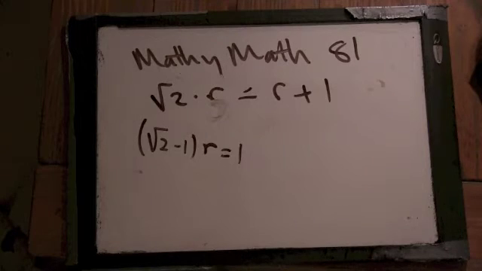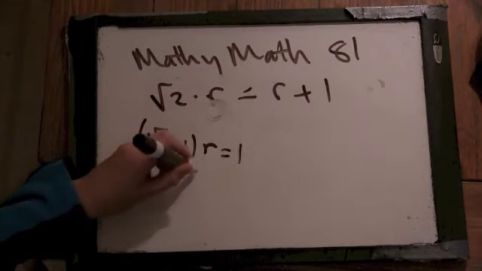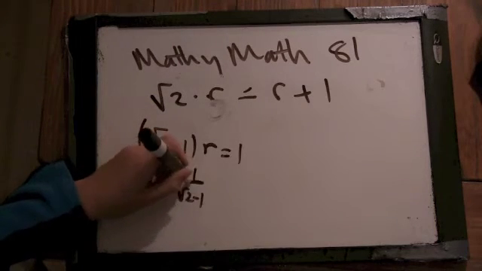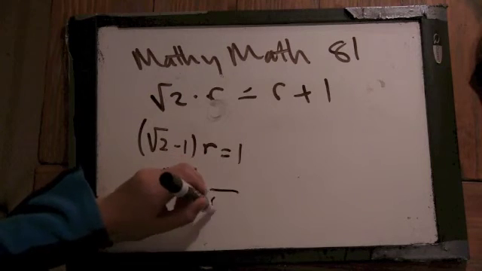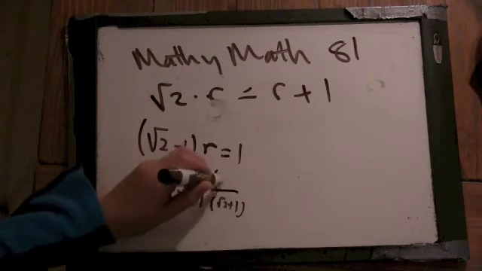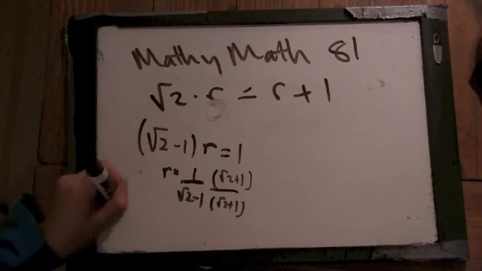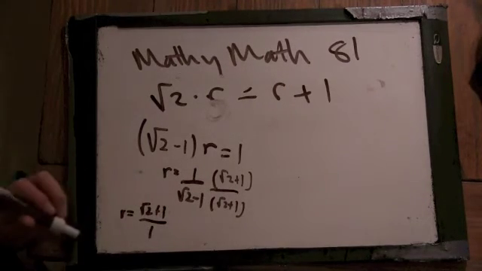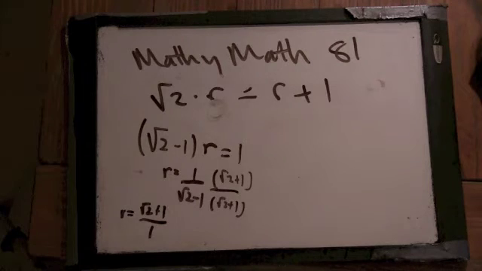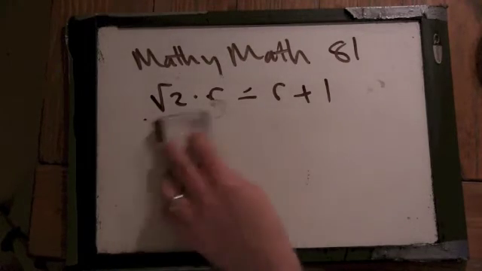Well, you can divide by root 2 minus 1. Okay. Then multiply it by root 2 plus 1 over root 2 plus 1. And then you get r equals root 2 plus 1 over 1. Okay. There you go. See, squaring things makes them much more complicated. It's kind of a last resort.